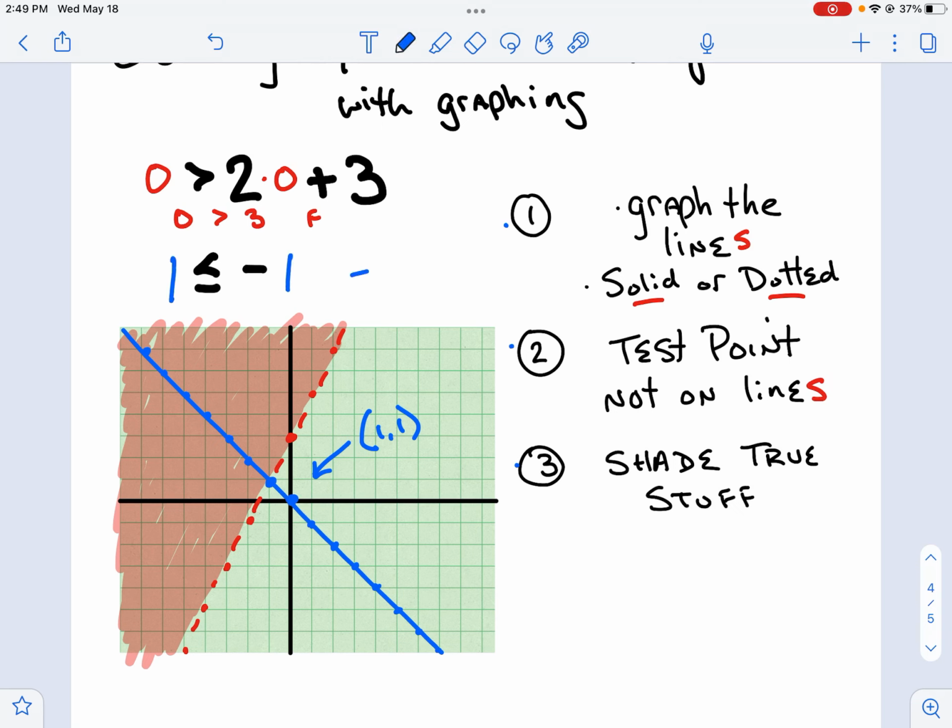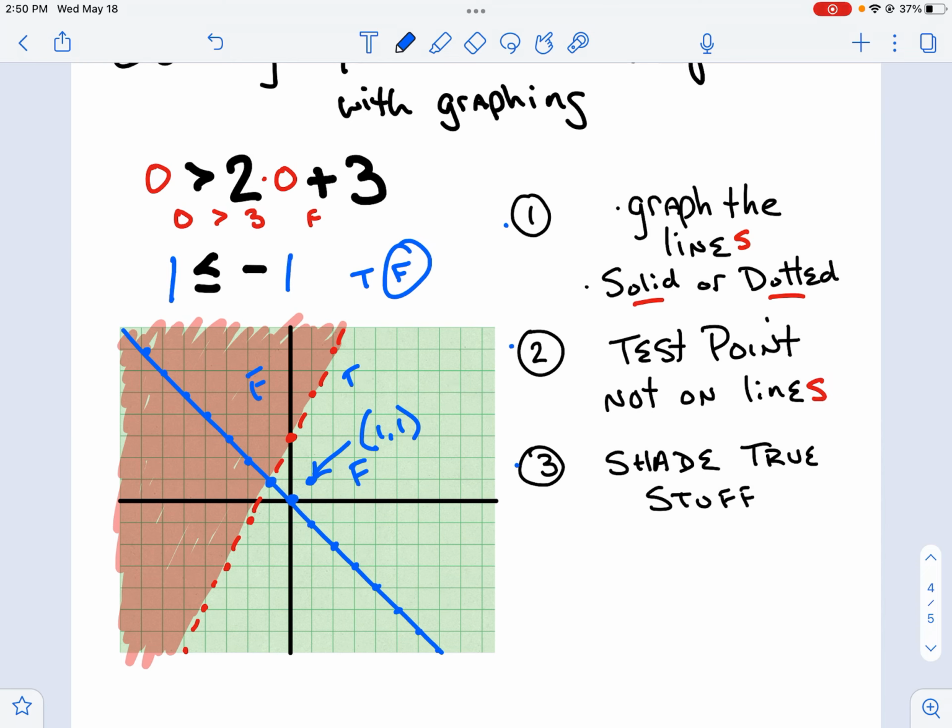And then I just find out if it's true or false. So 1 is less than or equal to negative 1. 1 is less than negative 1. That's false. All right, so the test point, this spot right here, is false. That means this entire side of the blue line is false. Even the stuff that's up in the red section is false for the blue one. It's good for the red one, but bad for the blue one. So I'm going to go ahead and shade the other way for blue.